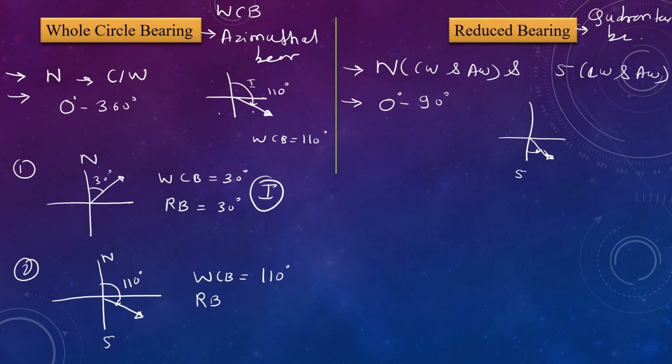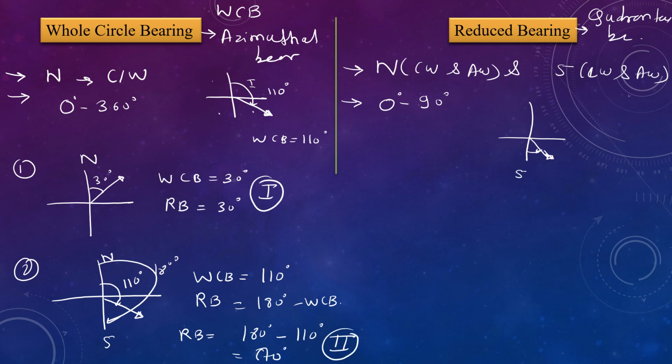So for the south pole, the total angle is 180 degree. Okay, so subtract the value of WCB from that 180 degree. So here we get the value of reduced bearing. 180 degree minus 110 degree, which is equal to 70 degree. Okay, this condition is for the second quadrant. This is the formula for the second quadrant. This formula is for the first quadrant. The value of WCB and RB are equal here.